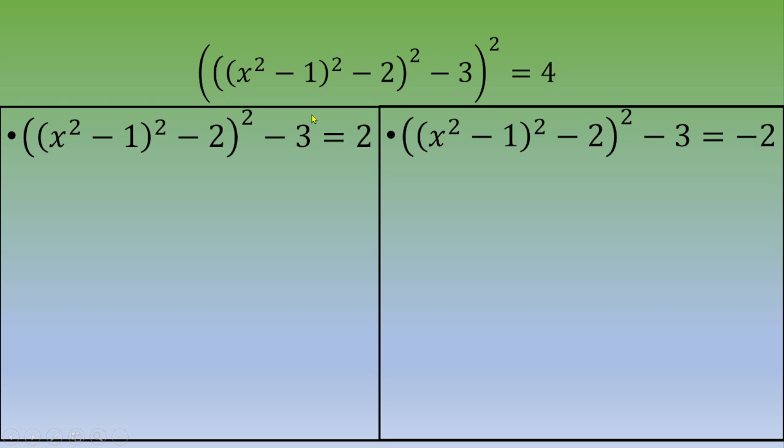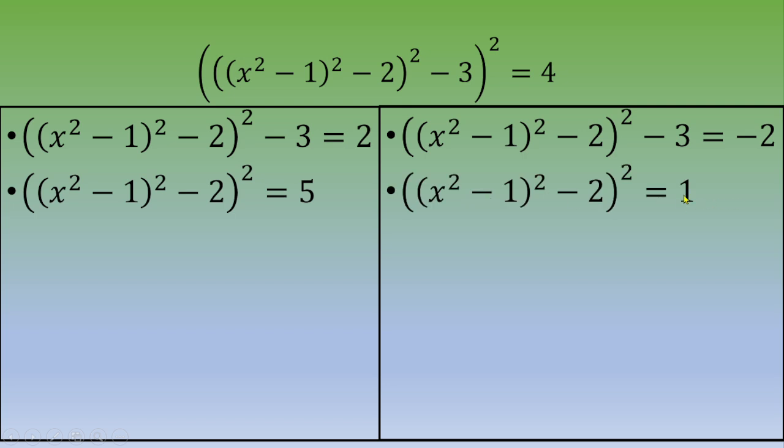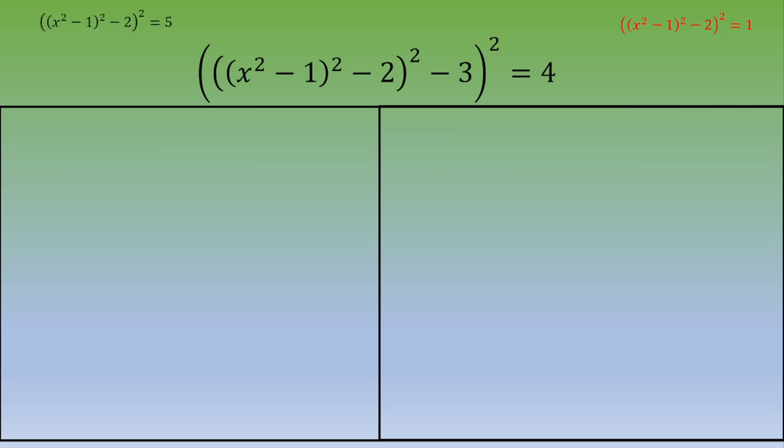Then the next step is to move this negative 3 to the other side of the equation, and you end up with 5 or 1. So we've got the same quantity equals 5 or equals 1. And we are going to do exactly the same process. This is a squared number equals 5, so between parentheses this is plus or minus square root of 5, and this is plus or minus 1. So we are going to deal with these two terms one after another. We are going to start with equals 5.